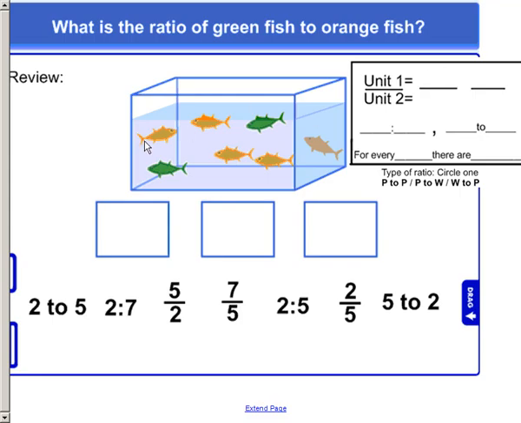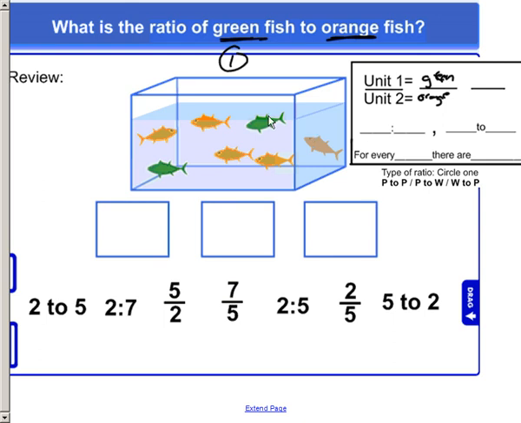All right, let's try something else. What is the ratio of green fish to orange fish? Some of these answers are right, some are wrong, and you're going to do it on your diagram. Well, let's start with our labels. Please underline, or I will underline, green and orange. Those are the units. Since green comes first, that's going to be unit 1. That goes on top. So green and then orange will go on the bottom. I don't ever want to see you do a ratio or proportions this year without labels. Always label.